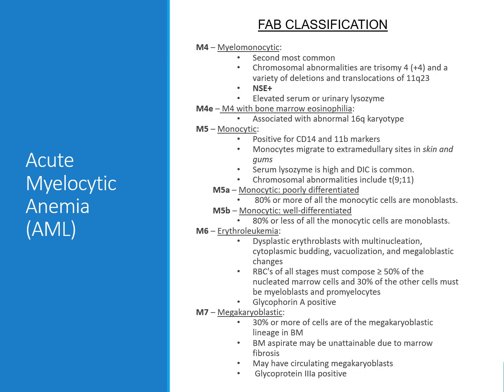M5 is just plain old monocytic AML. We're going to be looking at CD markers 14 and 11B. They will both be positive. The monocytes obviously migrate from extramedullary sites in the skin and the gums, so what we're going to see is bleeding, swollen gums. And if you think about it, that's what monocytes do.